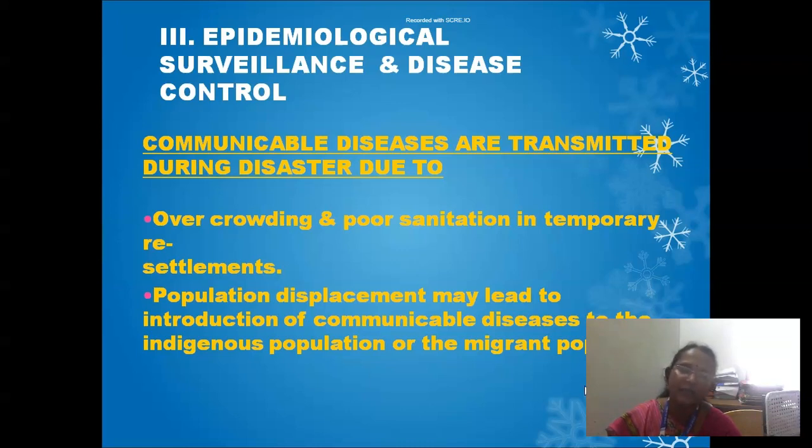Communicable diseases are transmitted during disaster because at the time of disaster there will be overcrowding. Poor sanitation will be there. Temporary resettlements to be given. So at that time, communicable diseases are transmitted very easily. So population displacement may lead to introduction of communicable diseases to the indigenous population or the migrant population.